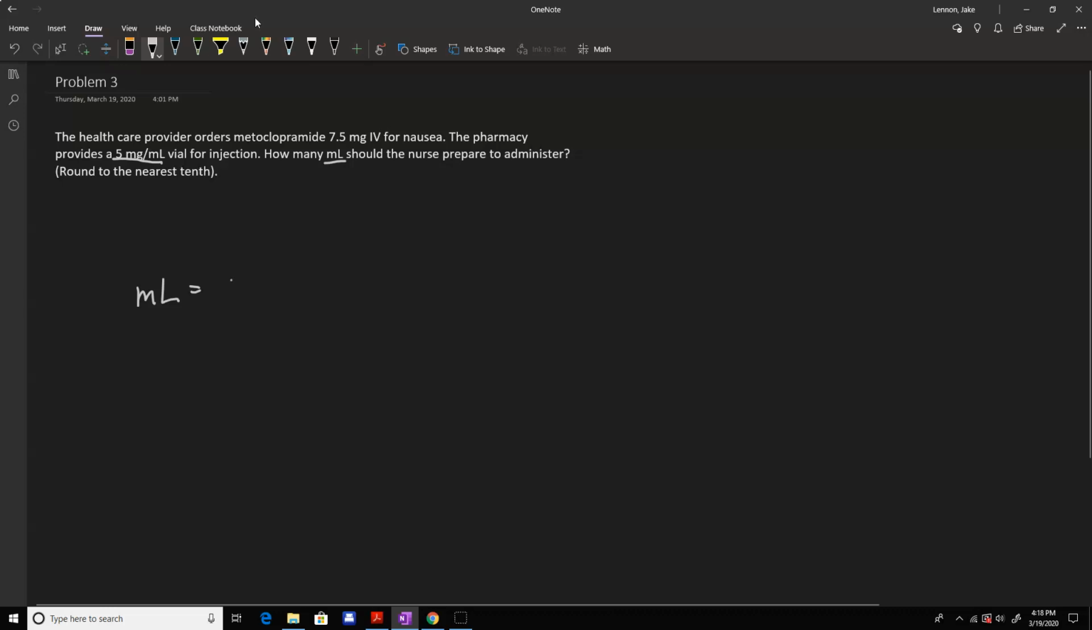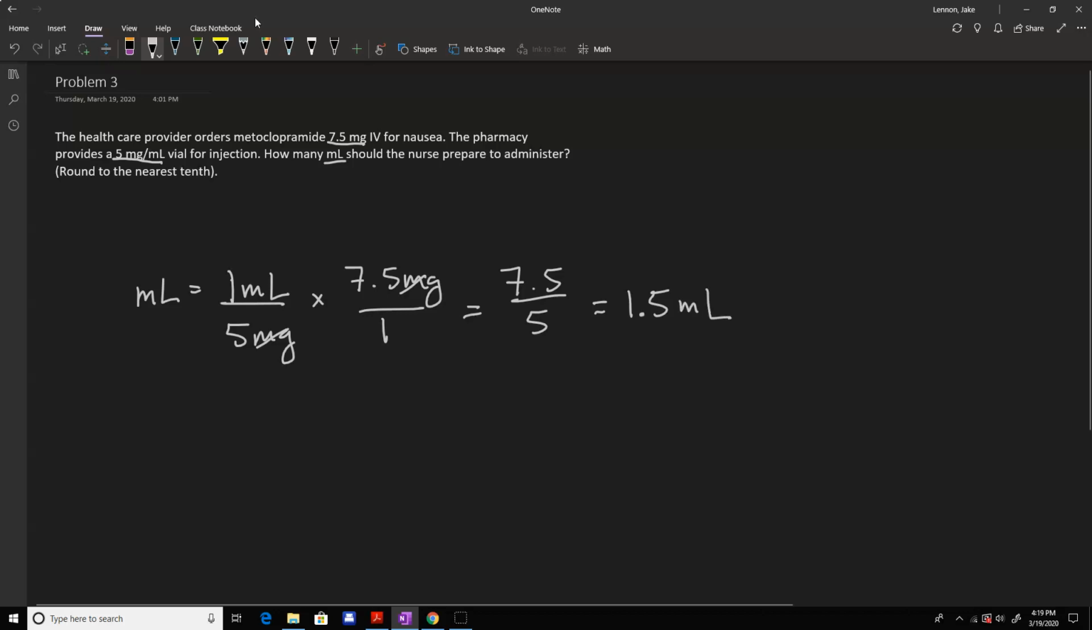So I need the mLs to go on top, so I have 1 milliliter over the 5 milligrams, and then I need to look for either milligrams or something in the gram family. There's only one number here, and it's milligrams. That's the dose, so this problem I am already done. We get the placeholder there, cancel off, multiply across. 1 times 7.5 is 7.5. On the bottom, we get a 5, so our answer here is 1.5. That's all the decimal places it has, so we're already rounded, and our answer is in milliliters. So we're all done there.